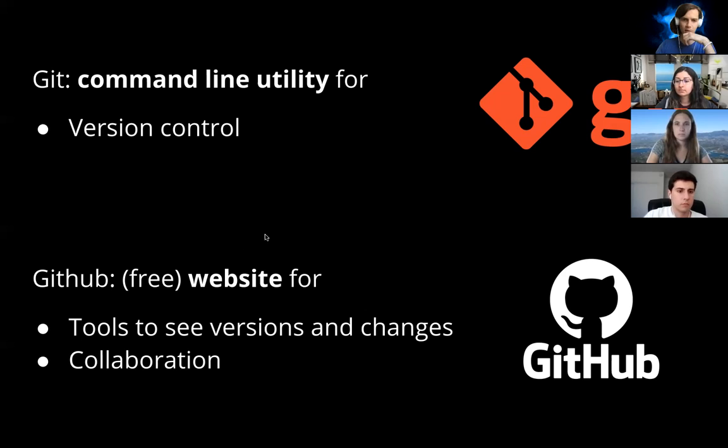And then GitHub is a website. It has a bunch of tools, so you can visualize the different versions and the changes between versions. And then also GitHub's other big powers allow you to collaborate a lot more easily. So a bunch of different people can contribute to the same code base on GitHub.